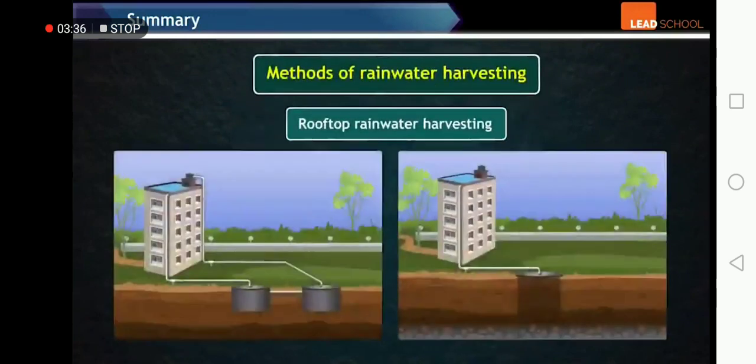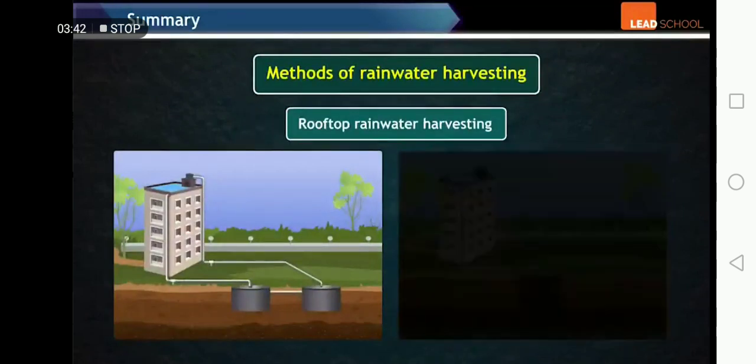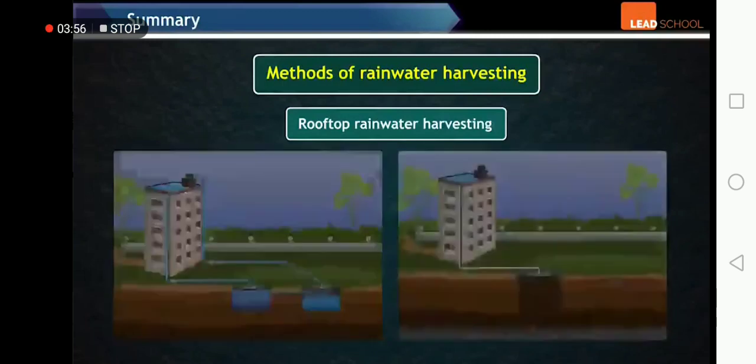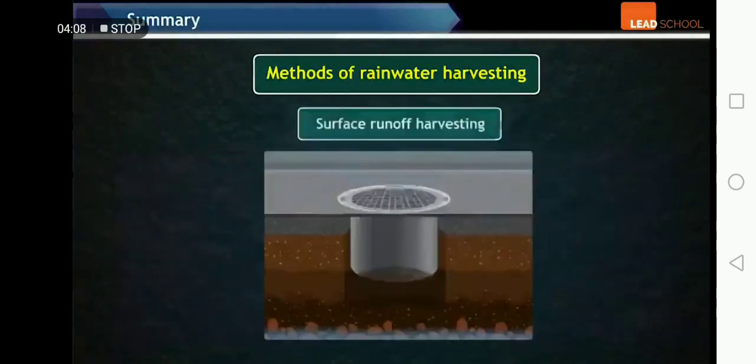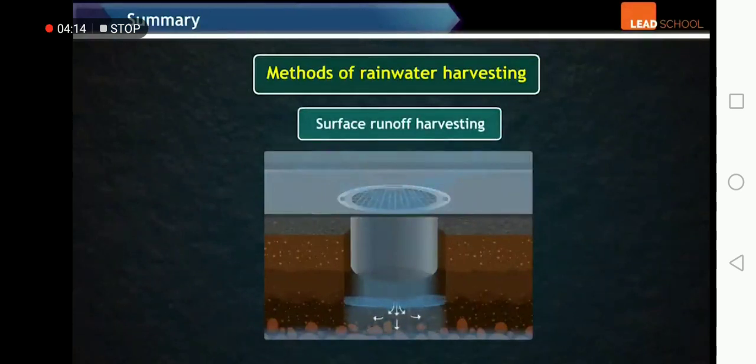The first method is rooftop rainwater harvesting, which can be done in two ways. In the first way, the rainwater is collected on the roof of a building. Then, with the help of a pipe, it is transferred to a storage tank where the water can be filtered and reused. In the second way, the collected rainwater is transferred to a pit which seeps underground and recharges the groundwater. The second method is surface runoff harvesting, where drains are modified to collect the water in a pit to recharge the groundwater.